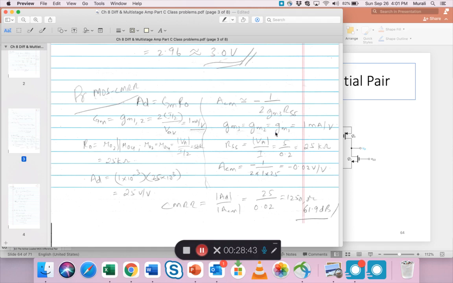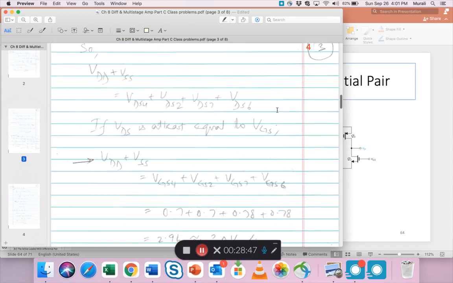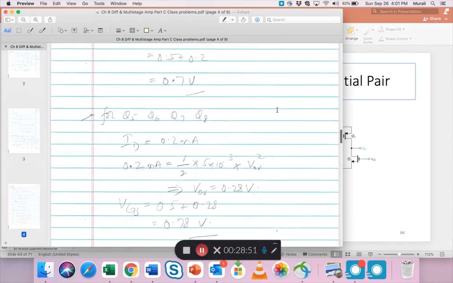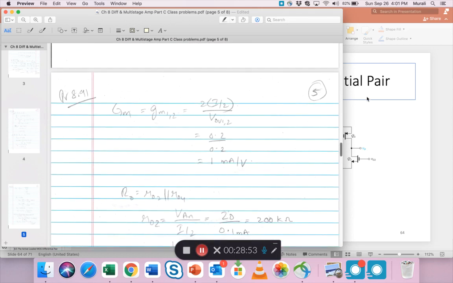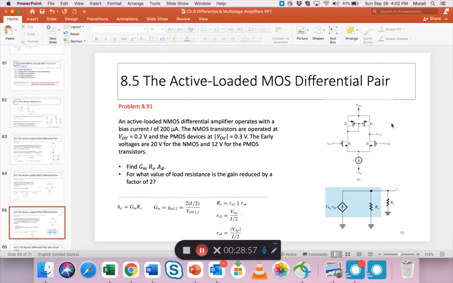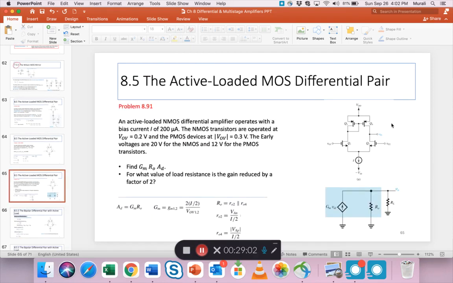Okay. Alright, again I apologize, pages 3 and 4 got mixed up, so hopefully it won't confuse too much. Let's move on to one more. How many more do I have? Okay, this is probably the last problem on MOS. Then I have a few problems on BJT differential pair. Okay.